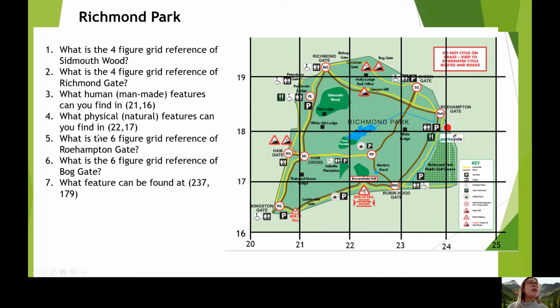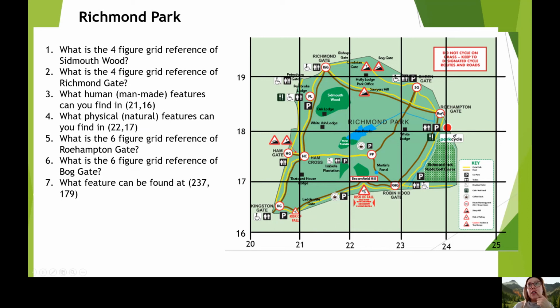Question 5 says, what is the 6-figure grid reference of Roehampton Gate? So let's find Roehampton Gate first. We're looking for a gate, so it's probably on the edge of the park. Roehampton Gate, that's Robin Hood Gate, that's Richmond Gate. Here's Roehampton Gate. Now, is the question asking for a 4-figure grid reference or a 6-figure grid reference? It's asking for a 6-figure grid reference.